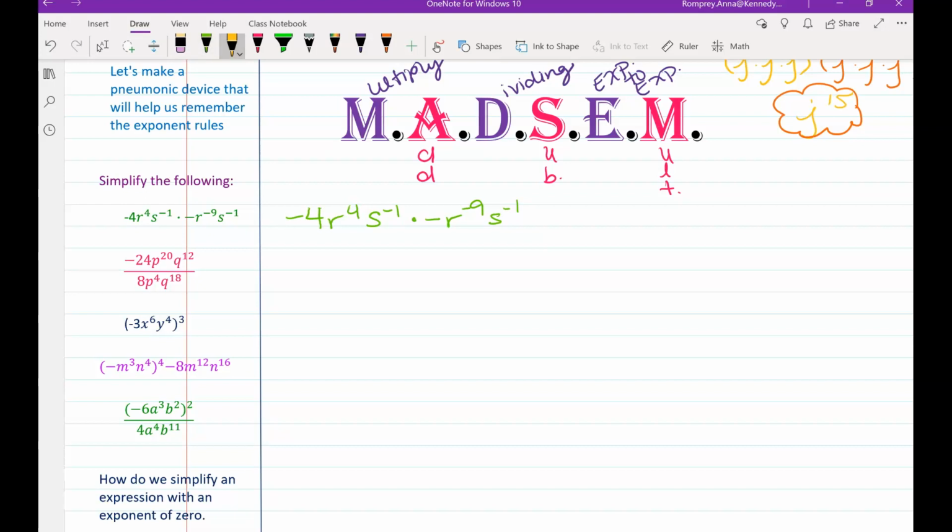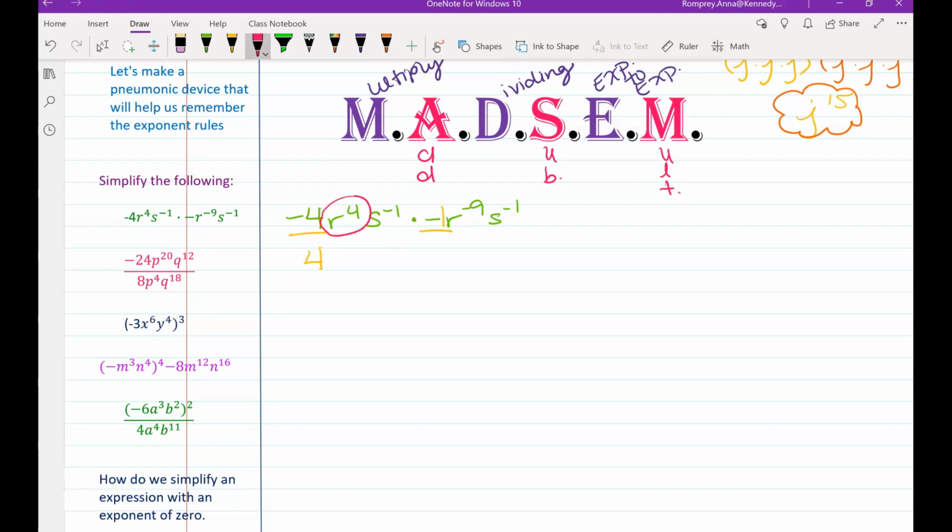So first, let's look at our, and I am going to use multiple colors here, so you can either use multiple colors, highlighter, whatever works for you. So I'm going to look at my coefficients. I have a -4 and a -r. How can we look at this to figure out a coefficient? What number could I put in here that wouldn't change it? A -1. So -4 times -1 gives us 4. Cool.